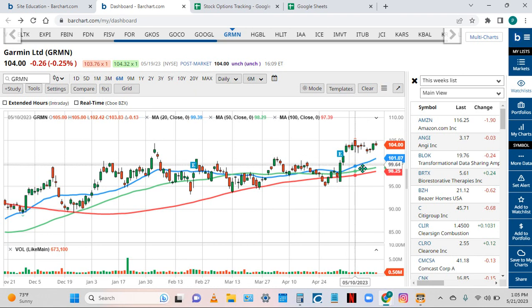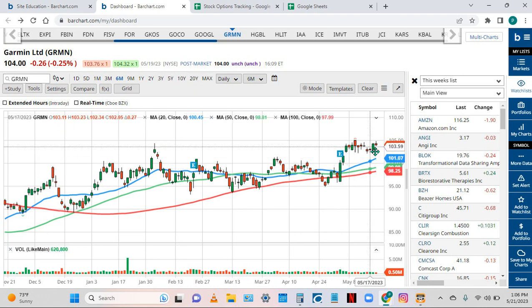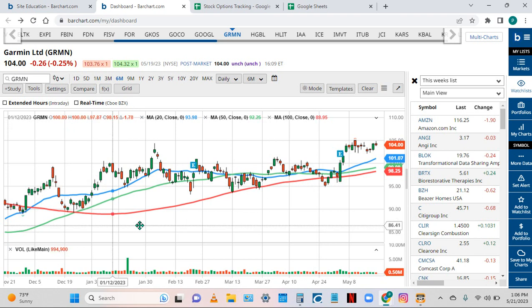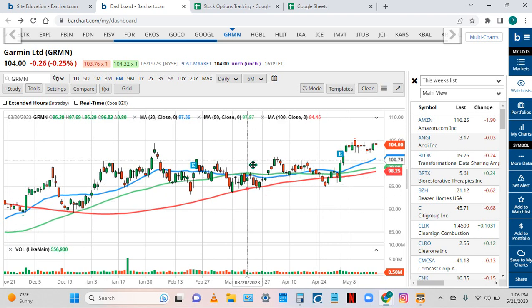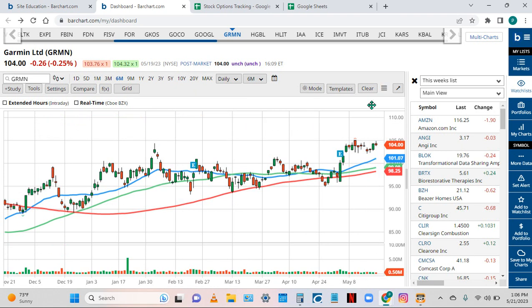But it looks like the moving averages and the market are going to have to catch up to Garmin. But it does have a longer term uptrend. This period it started pricing at about 91, so now we're up at 104. So Garmin looks to be a continuation of an uptrend if you like Garmin.